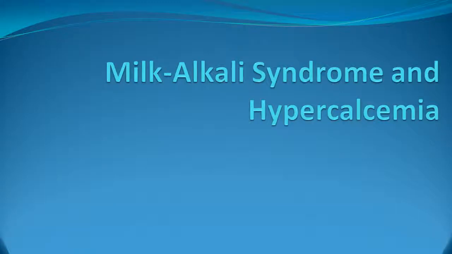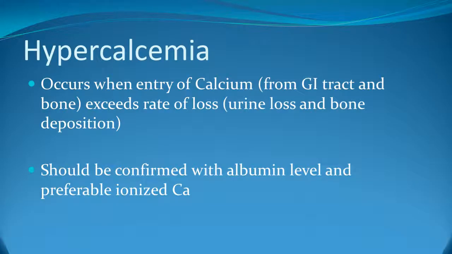Milk alkali syndrome and hypercalcemia. Hypercalcemia occurs when entry of calcium from the GI tract and bone exceeds the rate of loss, urine loss, and bone deposition. Should be confirmed with albumin level and preferably ionized calcium.